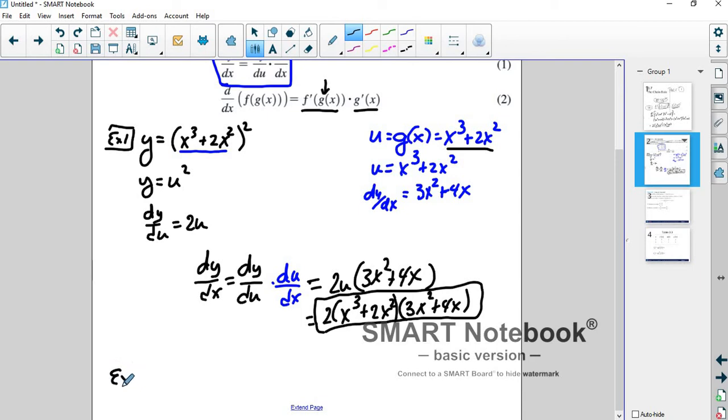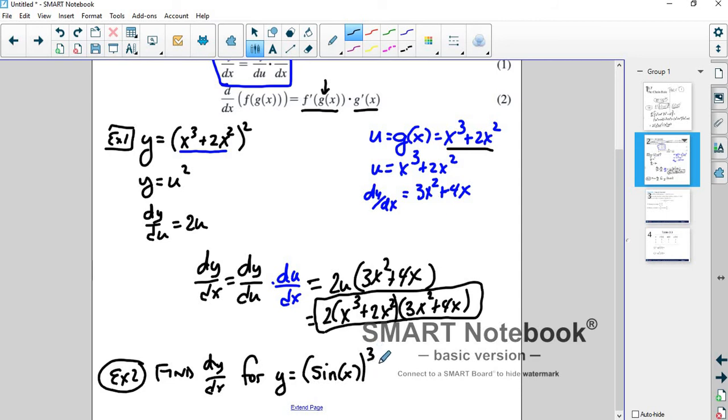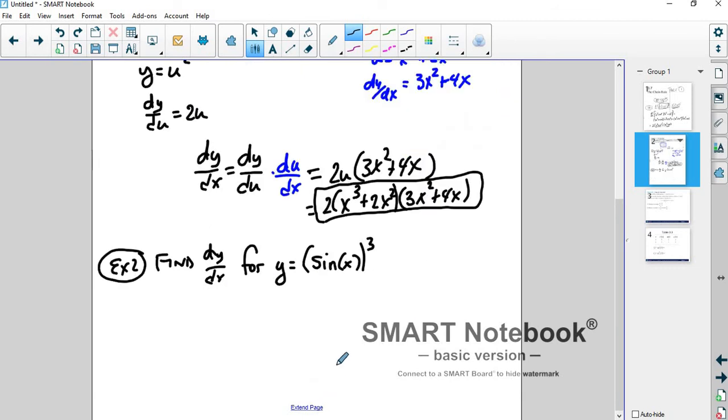So let's pause the video here and let you try to find dy dx for the function y equals sine of x all cubed. Okay, so sometimes we could write it as sine with a little 3 up top, but I'm not going to do that right now. We're going to write sine of x all cubed. I want you to take a minute, pause the video, and try this out, and come back and I'll show you how to do it.